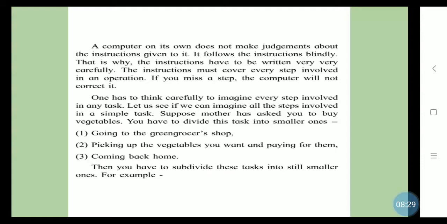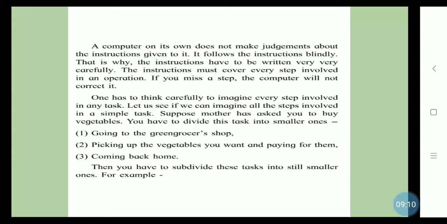The instructions must cover every step involved in an operation. When you have to carry out some operation, you have to give the instructions step by step without leaving out a single instruction. You need to instruct the computer about every little step. If you miss a step, the computer will not correct it. I told you it is not like you and me. It's a machine, so it cannot correct mistakes, but it only follows the program. One has to think carefully to imagine every step involved in any task.